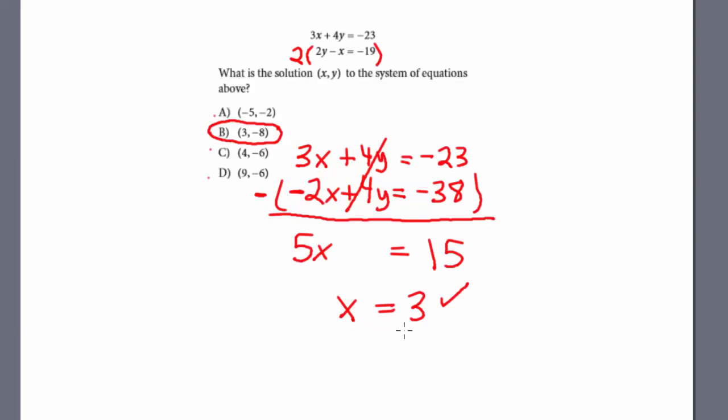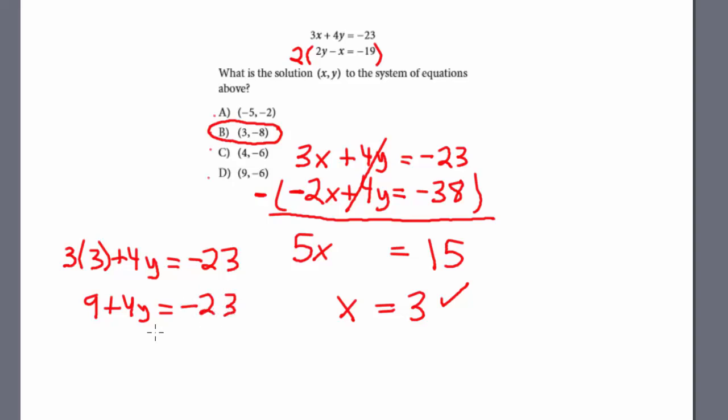So if I have that x equals 3, is it actually true that y is equal to -8? You can do that by choosing one of these equations and just plugging it in. Let's choose the top one, why not? So we have 3 times 3, plus 4y equals -23. That's 9 plus 4y equals -23. We subtract 9, so 4y equals -32. 4y divided by 4, y equals -8.